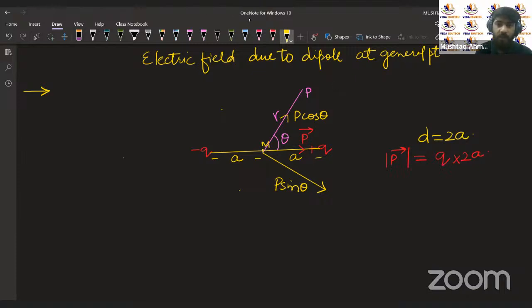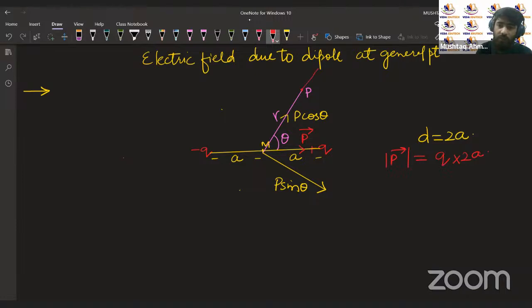So this dipole which is directed along point P is the P cos theta component. The point P will act as an axial point for the P cos theta component, right? And we know that at an axial point, the direction of the electric field vector is along the direction of the dipole moment vector. So this P cos theta acts as the axial dipole moment for the point P, and the electric field due to this will be in this direction.